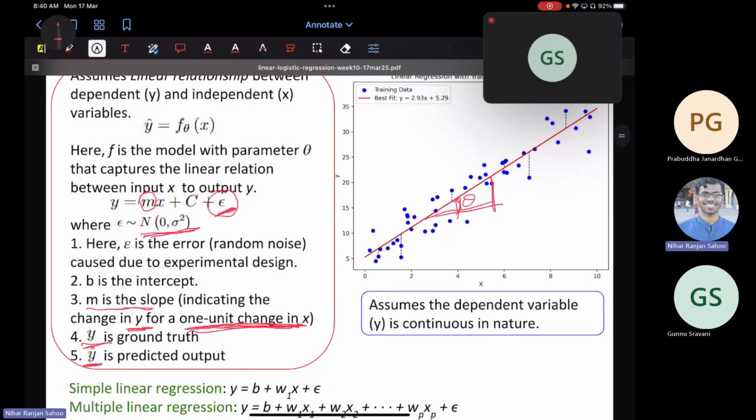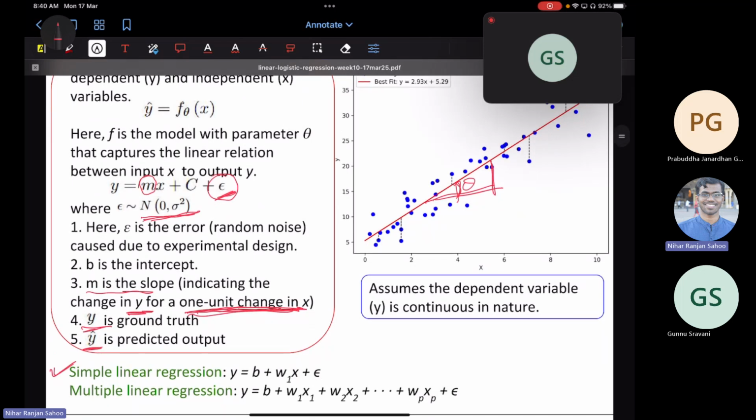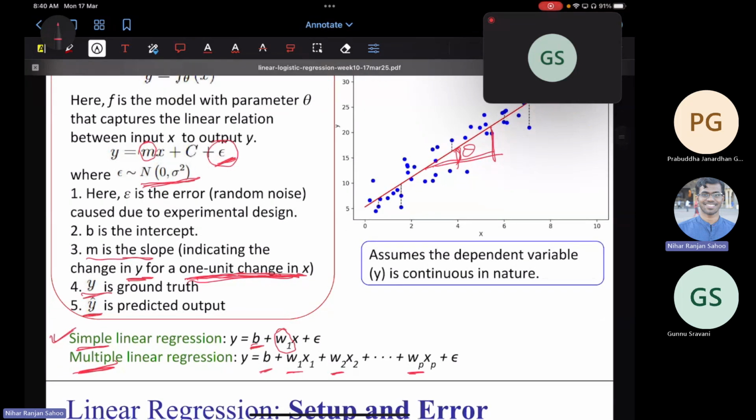When the input feature is one dimensional, this is called simple linear regression. And when the input feature is multi-dimensional, it is called multiple linear regression. How is it different? In simple linear regression, instead of m, going ahead I will be writing w only. So only one w is involved, and obviously the bias parameter is there. But in multiple linear regression, corresponding to every dimension we have a particular w. So if we have p dimensions, we have p w's, and of course one b parameter. So the number of parameters in multiple linear regression, if there is p-dimensional input, is p plus one.